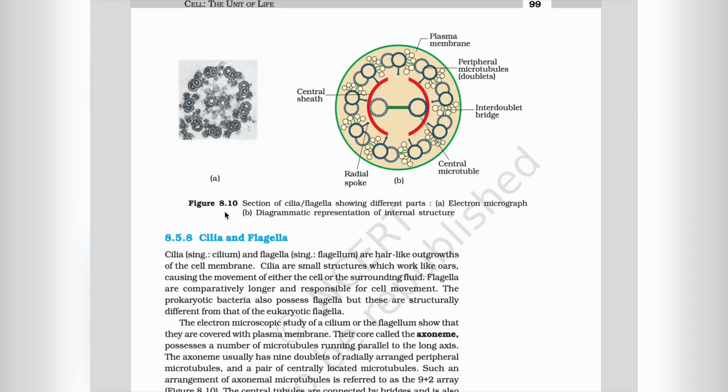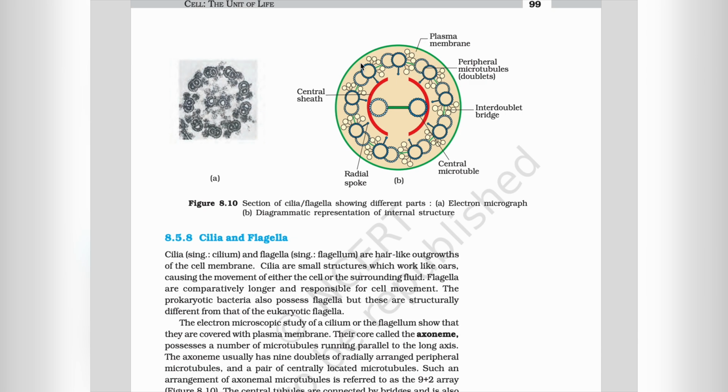So this figure 8.10 shows the section of cilia or flagella. It shows the different parts of cilia and flagella. B shows the diagrammatic representation. As you can see, this is the central microtubule, a complete one. This is the peripheral tubule. One is complete, one is incomplete. This is the plasma membrane.